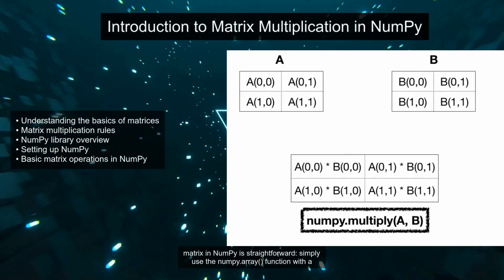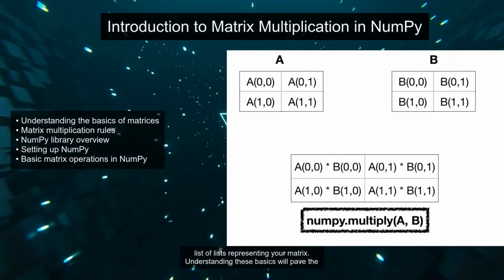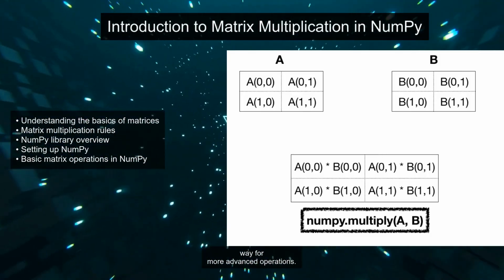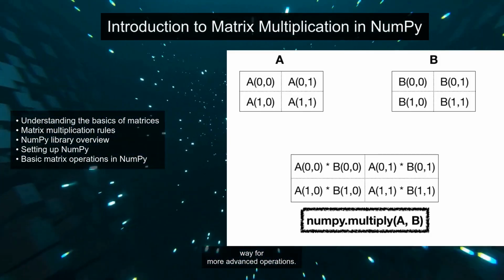Creating a matrix in NumPy is straightforward. Simply use the np.array function with a list of lists representing your matrix. Understanding these basics will pave the way for more advanced operations.